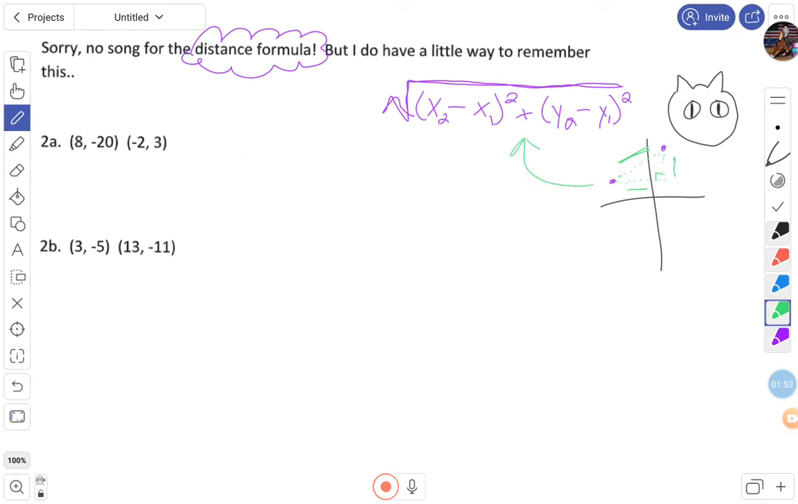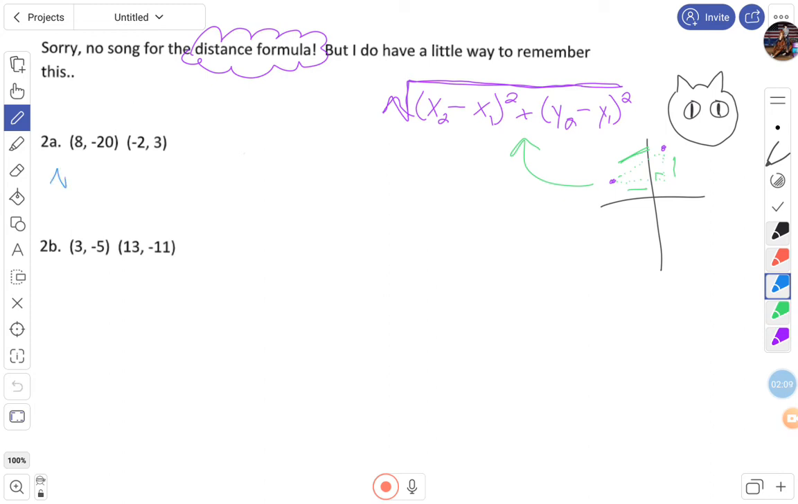Well, if you look at the formula, doesn't it look kind of like the Pythagorean theorem there? That's exactly what it is. It's the Pythagorean theorem set up so that you can easily find the distance. Okay, so let's do an example then.